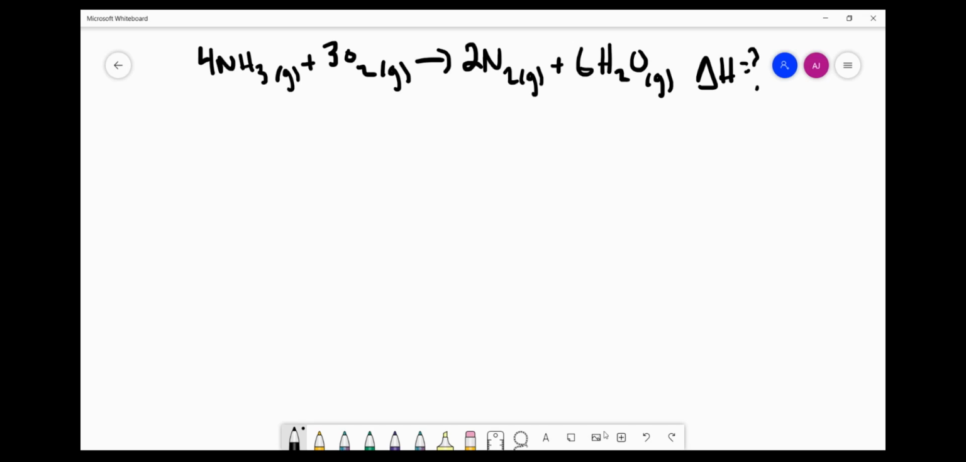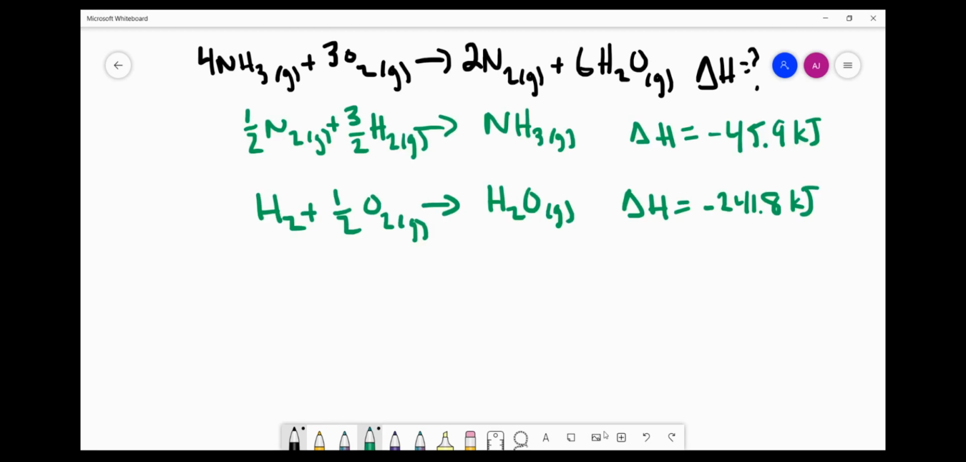My second step is to write the heat of formation equation for every substance in this reaction. So let me do that now. Okay, so I've now written the heats of formation equations here. And you might look at these and notice two things. First of all, you'll notice that I did not write a heat of formation equation for oxygen or nitrogen.